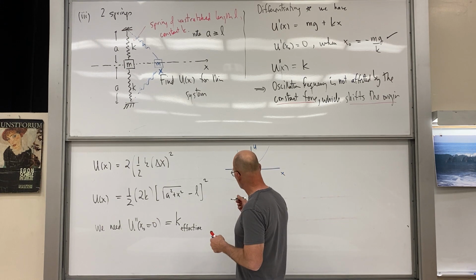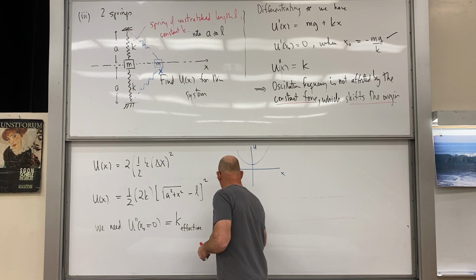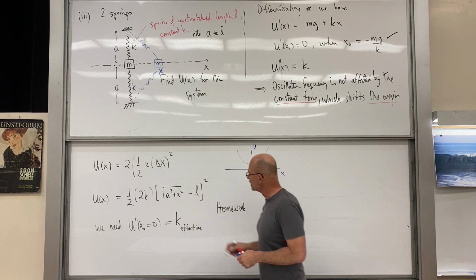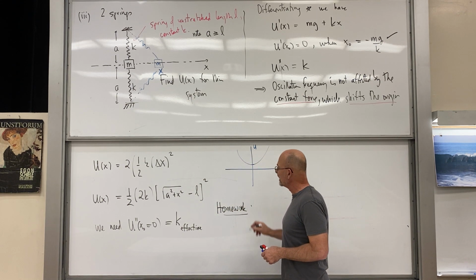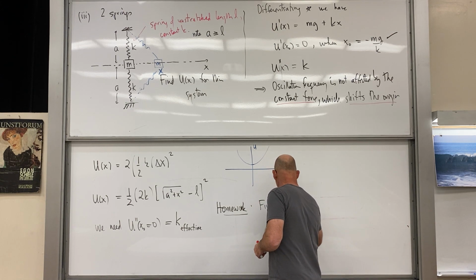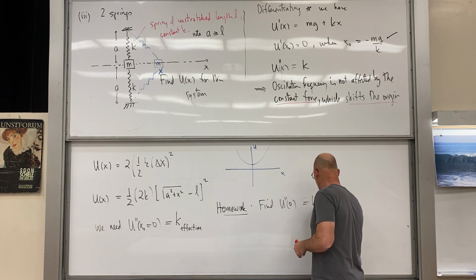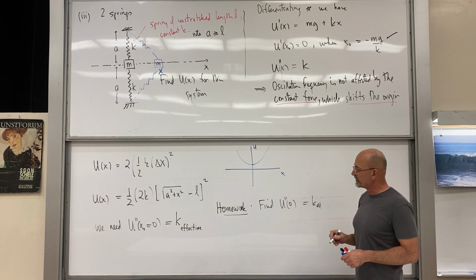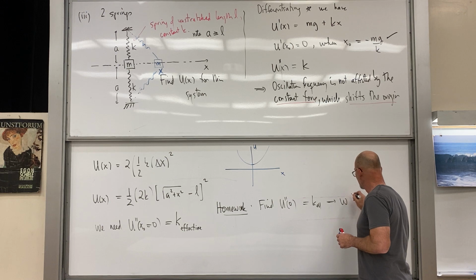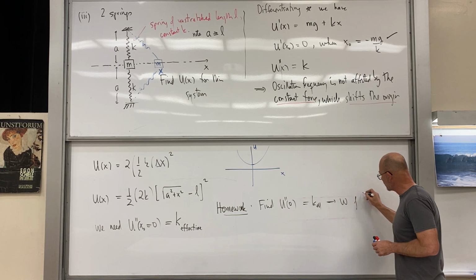So I'll go ahead and call this a homework. Make sure you agree with this construction here, and then find u double prime of 0. That's k effective, and from that you get the frequency, I'll just write omega, of harmonic oscillations.